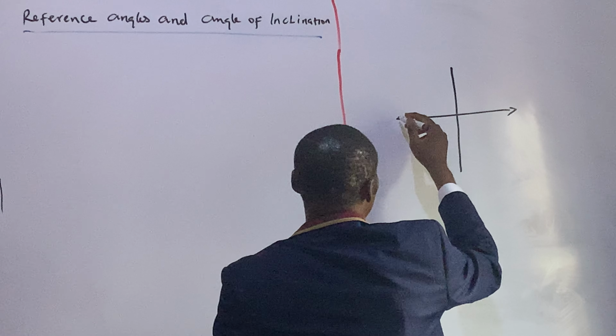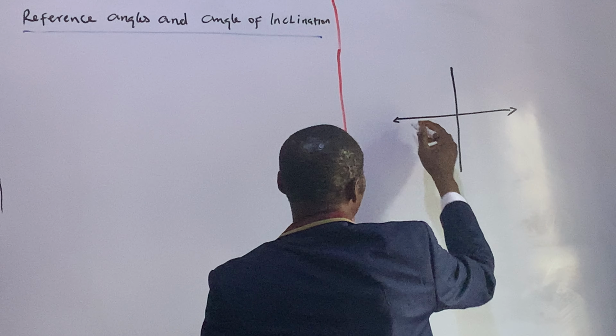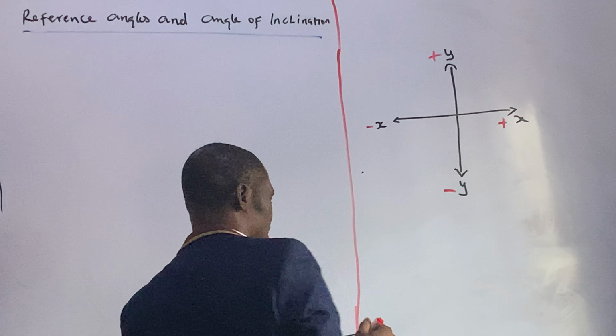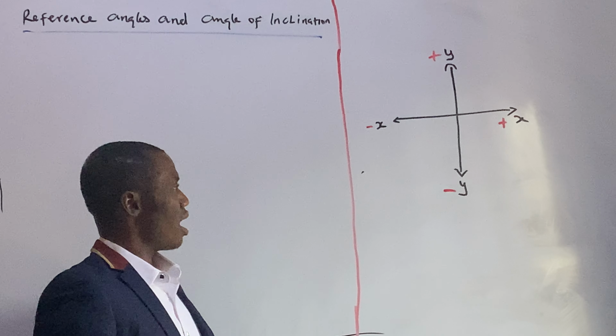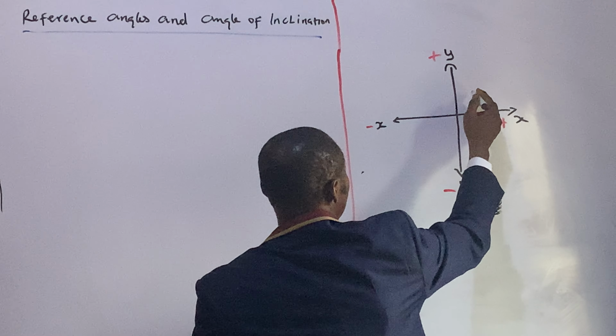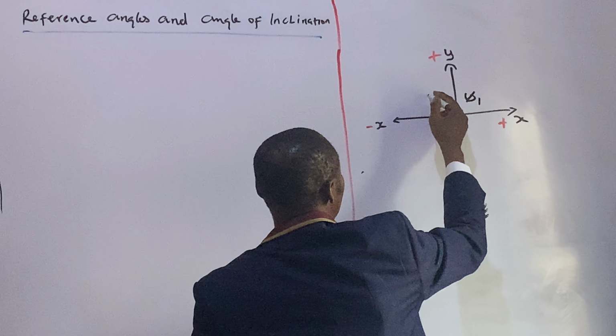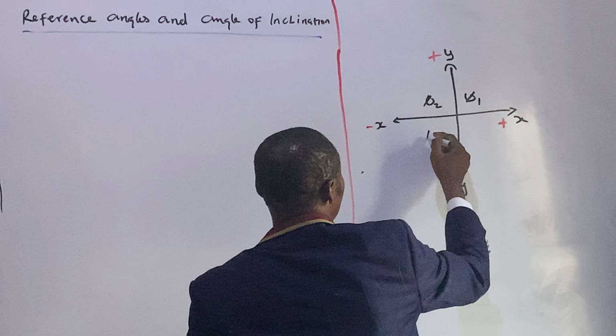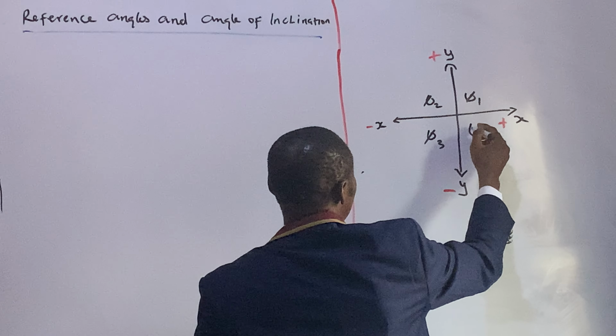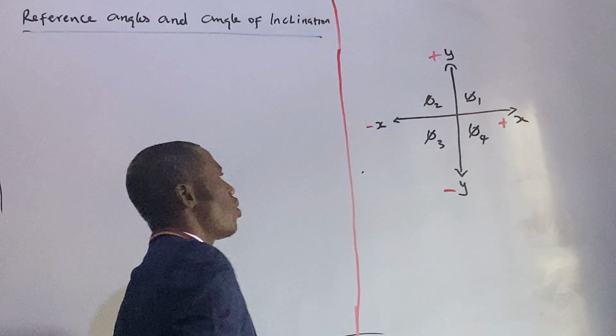Now, in this coordinate system, we have the y-axis and the x-axis. This is the negative x-axis, negative y-axis, positive x-axis, and positive y-axis. Now, we have the first quadrant. This is the first quadrant. We have the second quadrant. We have the third quadrant. Then we have the fourth quadrant.